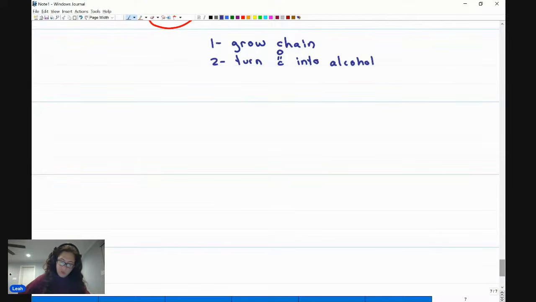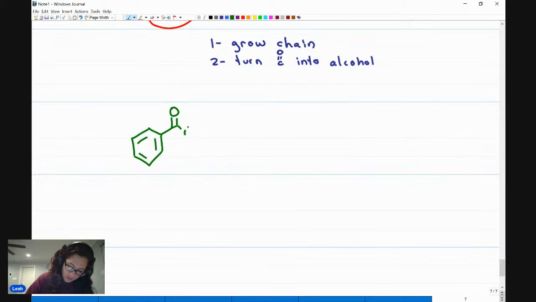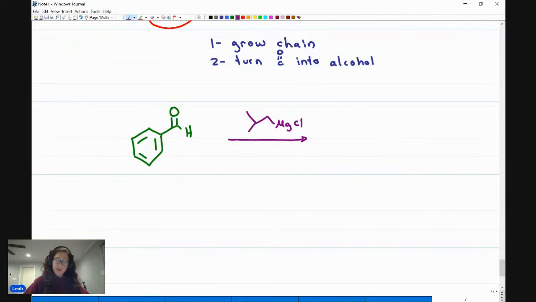So let me show you one more, and this time without the mechanism. Say I have a molecule that looks like this, and I have an aldehyde at the end. I want to grow the carbon chain, and I also want to put an alcohol onto this molecule. What I will do is introduce a Grignard, and let's go with something bigger this time. Let's say I have something like this with an MgCl.